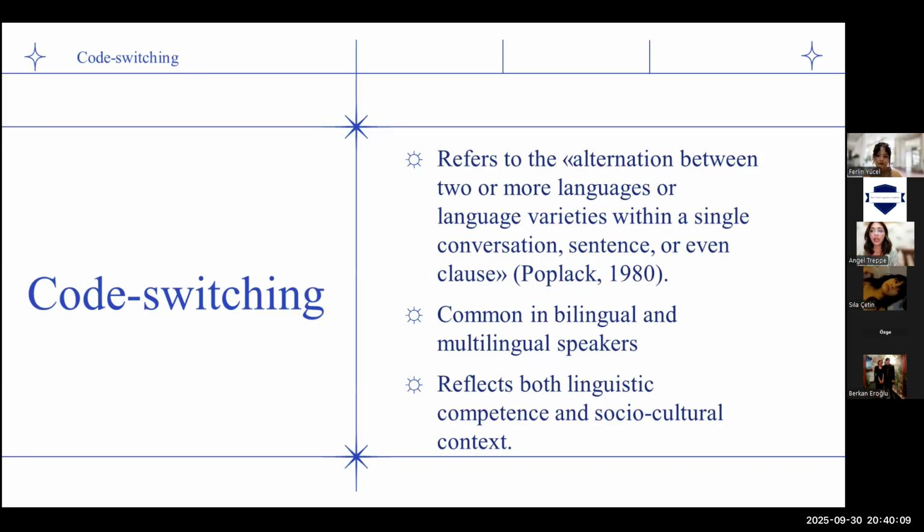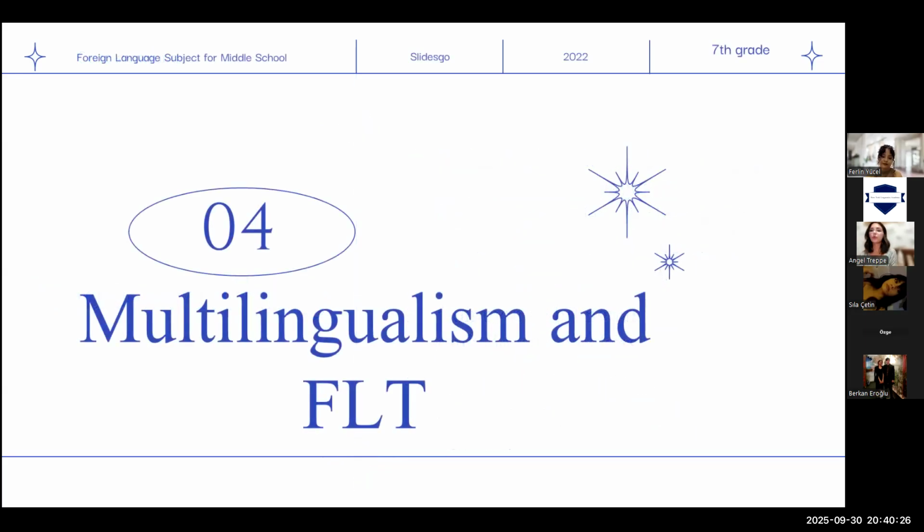And it reflects both linguistic competence and sociocultural competence. So this is code switching. It's really easy actually, and it does not have a lot of aspects. So I will jump directly into multilingualism and FLT.